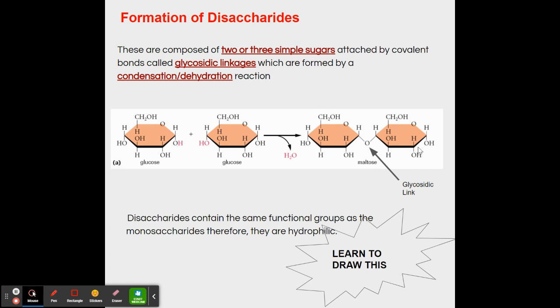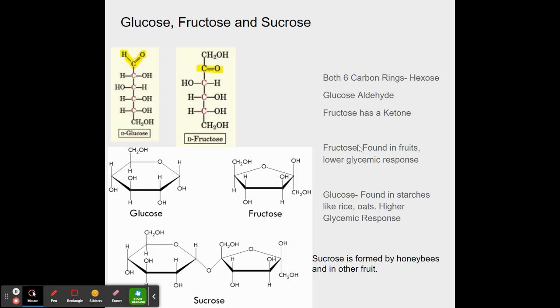Okay, you should know how to draw this whole thing right here. Again, this is alpha glucose. We already talked about how to draw that alpha glucose, and you just need to get rid of H2O, so 1 hydrogen, 1 hydroxyl, and you get this alpha glycosidic linkage.